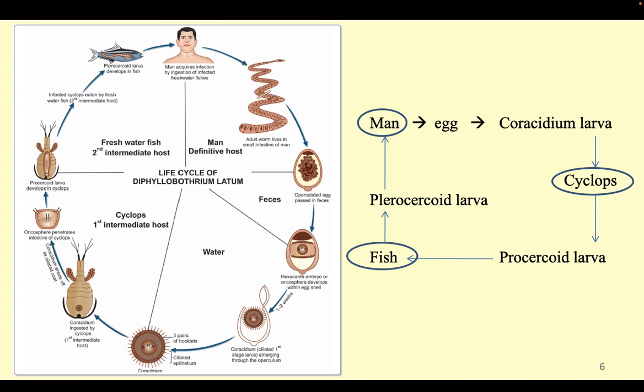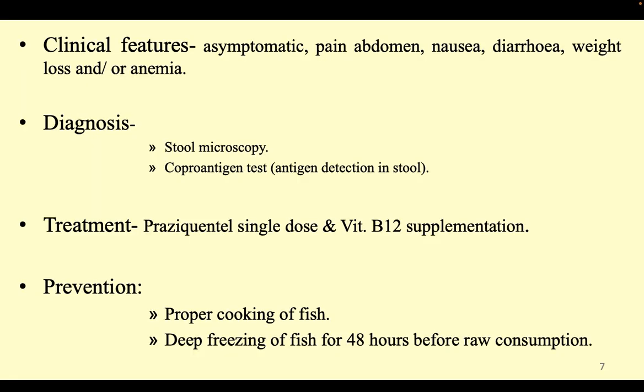This Coracidium larva is ingested by Cyclops, which is the first intermediate host, where the Coracidium will further undergo development to molt into a procercoid larva. This procercoid larva is present inside the Cyclops, and when a fish ingests this infected Cyclops, the procercoid larva will infect this fish, where it will further undergo development to form the plerocercoid larva. And when man eats such an infected fish, the life cycle is completed and infection propagates to a new host.